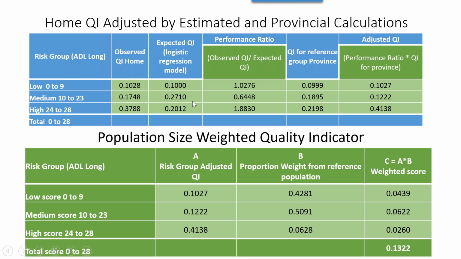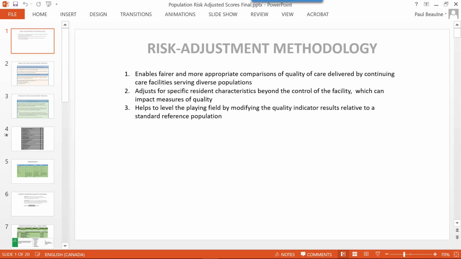10, 27, 20. Notice that, again, at this high-risk group of people, this home is quite high relative to the province and relative to the theoretical. They're saying you should only have 20% of people given the risk level, and here you actually got 38% of your people.